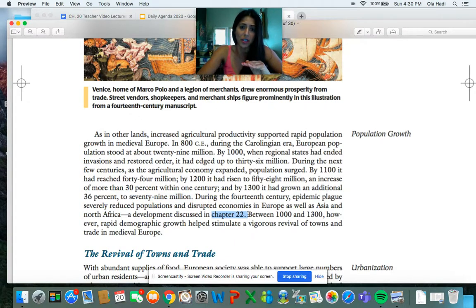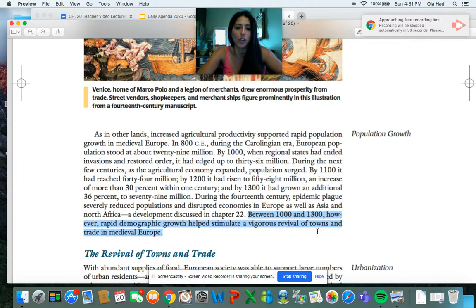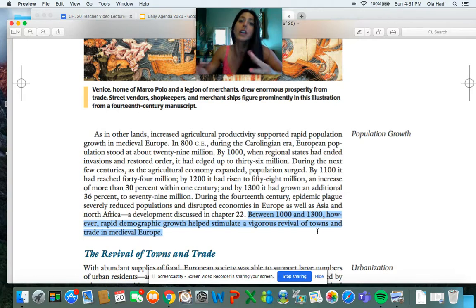For now, just understand that all of those changes that we mentioned about horse collars, horseshoes, and new information about how to improve agricultural production are going to have the effect of increasing population growth, and that will have the effect of reviving some of the towns and cities that used to thrive during the Roman period. They're going to start to thrive again, and that will have its own effects.